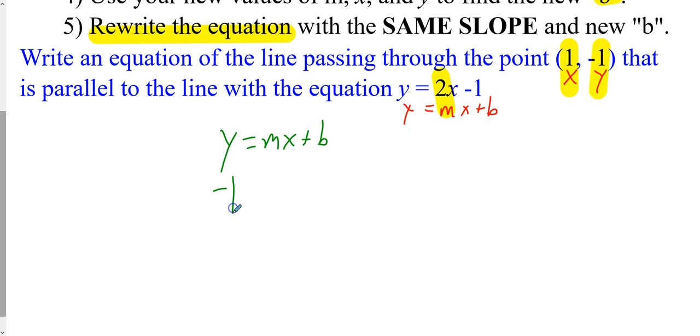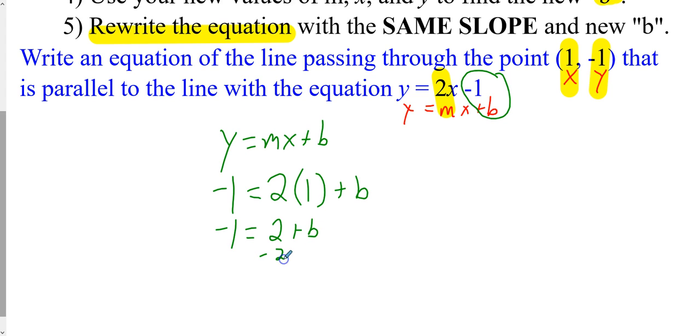I'm going to plug in negative 1 for y. I'm going to plug in 2 for m. I'm going to plug in 1 for x. And now I need to find my new b value. Remember, our b value has to be different than negative 1, otherwise they would be coinciding. So 2 times 1 naturally is 2. So I'm going to subtract 2 from both sides to get b by itself. So we get our b value of negative 3. So our new equation, or our final answer, is y equals 2x, because my slope has to stay the same, minus 3. And we see that the slope is the same as our parallel line, but our y-intercept is different.